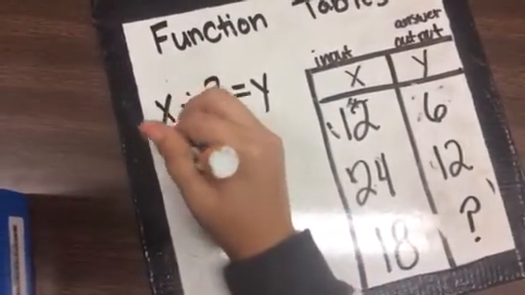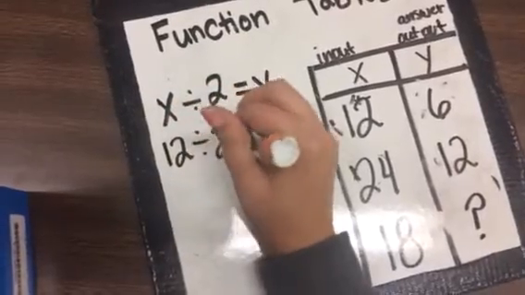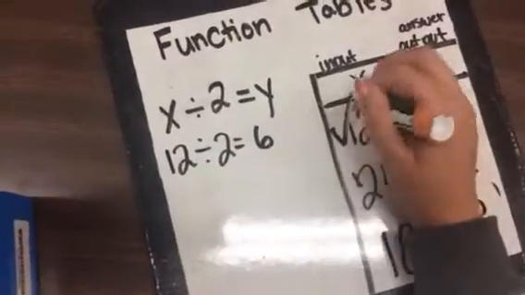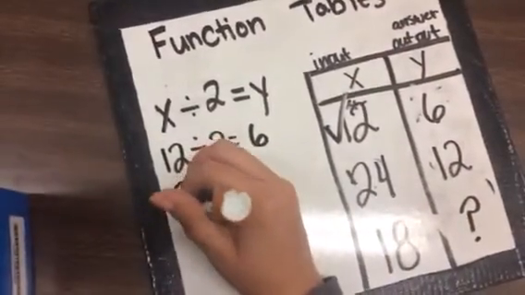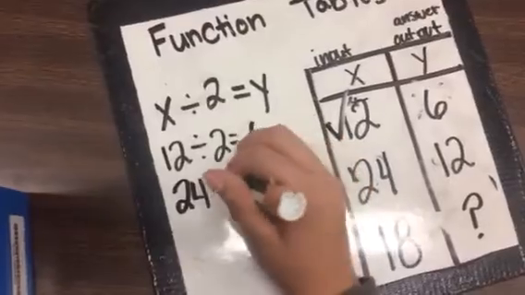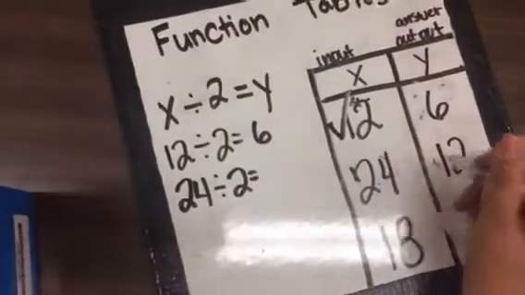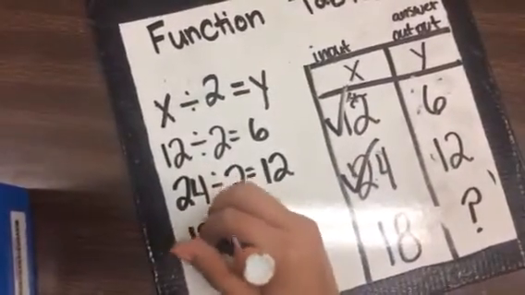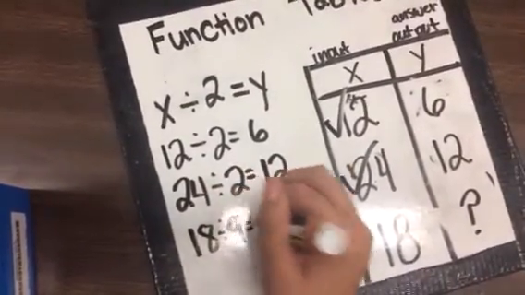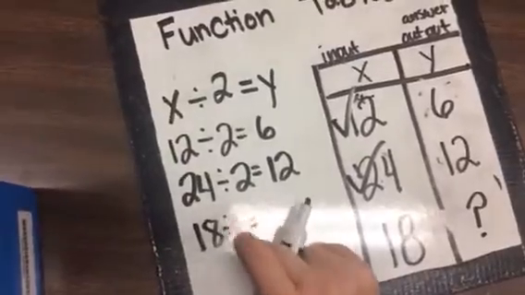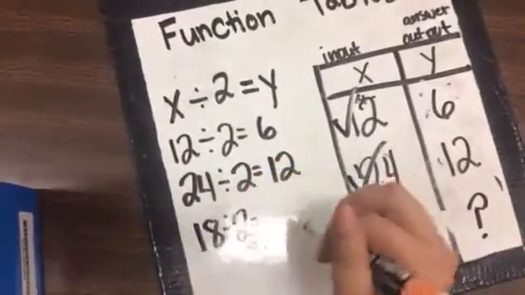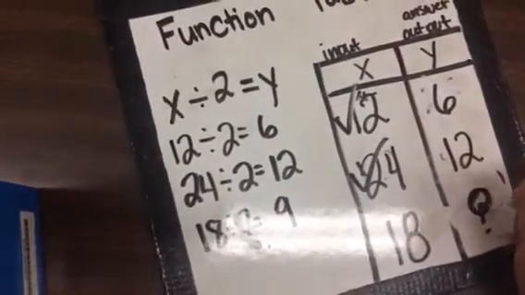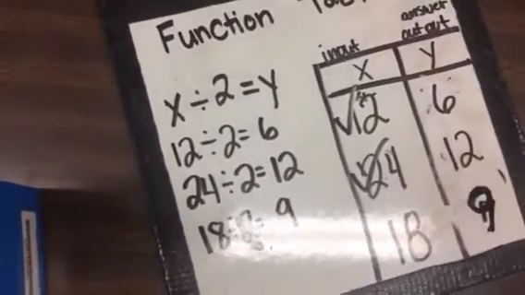I'm going to put 12 in for x. 12 divided by 2, does that equal 6? Yes, it does. So this one worked. Let's try the next one. 24 divided by 2, does that equal 12 like it says in the chart? Yes, it does. And the last one, I'm going to do 18 divided by 2. And look, I gave the answer because I was thinking ahead. 18 divided by 2, you should have gotten 9. So this mystery number is actually 9.